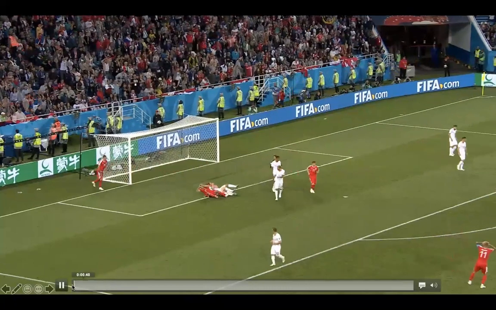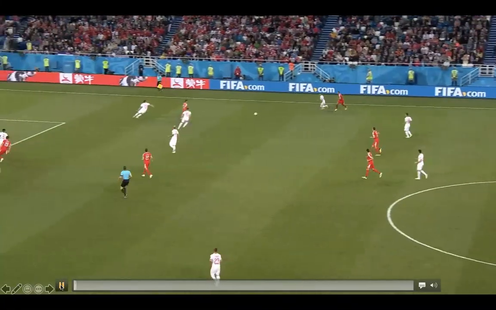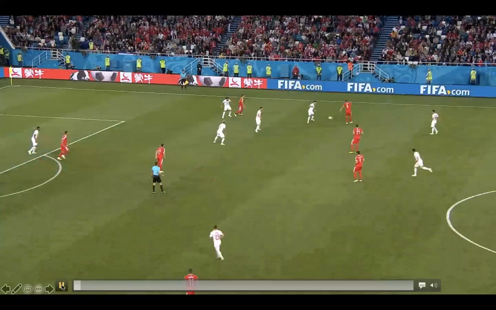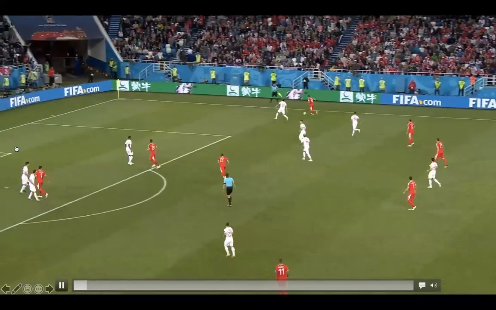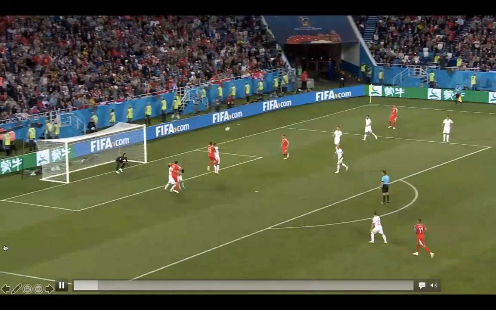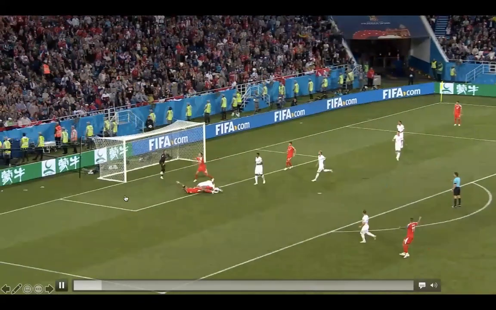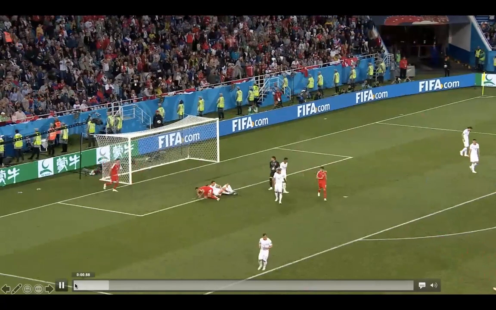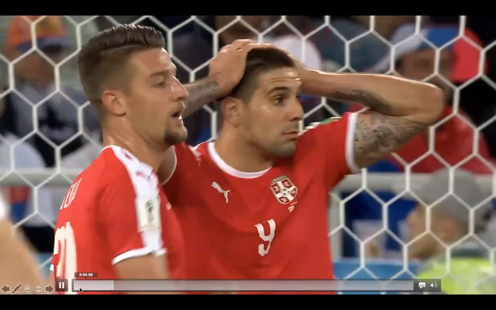So I'm going to stop it there because we've actually seen everything we need to see. What I want you to do as the play develops a little bit is watch over here. Watch everything that happens over here. So the two players in white basically tackle the player in red. The referee ends up calling a foul coming out against the attacker.